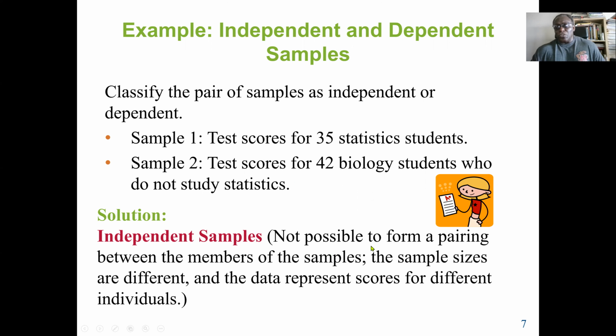It's not possible to form a pairing between members of the samples. First of all, even the sample sizes are different, 35 and 42. And second, the data represents scores for different individuals. In order to be able to say they are dependent, first, the sample sizes have to be the same. And we saw the diagram.